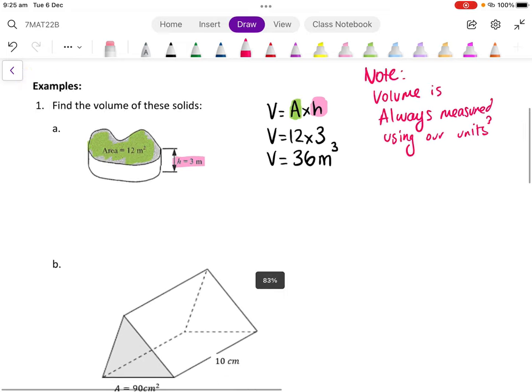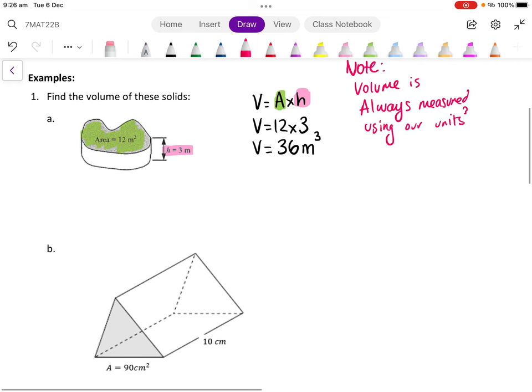Okay, have a go at this one here. Pause the video, have a go. Okay, you should have realized that the area of our solid is the triangle here. So we want the area of the triangle, and it is given to us as 90 centimeters squared, and our height, or our distance going back from our area, is 10 centimeters.